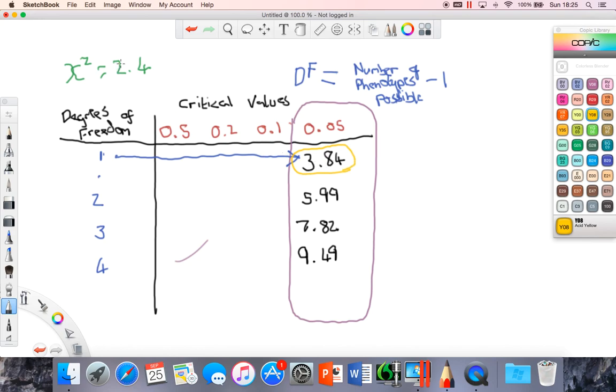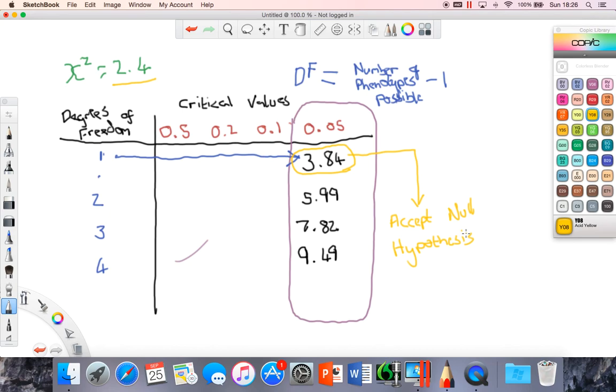Now this is a number that we can use to compare our original chi-squared of 2.4. Okay? And as you can see, our number, 2.4, is lower than the 3.84. Okay? Therefore, what this is saying is if our number is lower than this critical value, we must accept our null hypothesis. We accept our null hypothesis. And therefore, we can say that our observed results are due to chance. There's no statistical difference between what we expect and what we see. Okay?